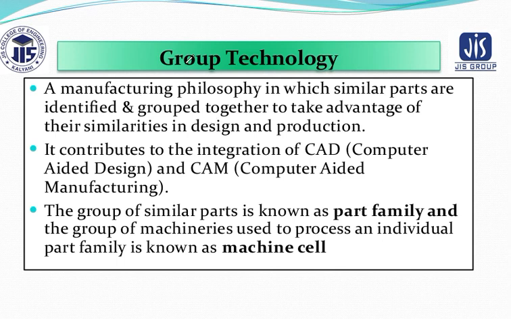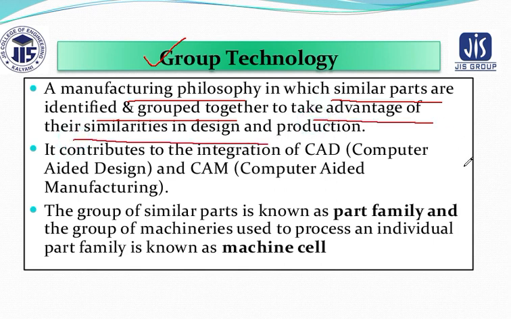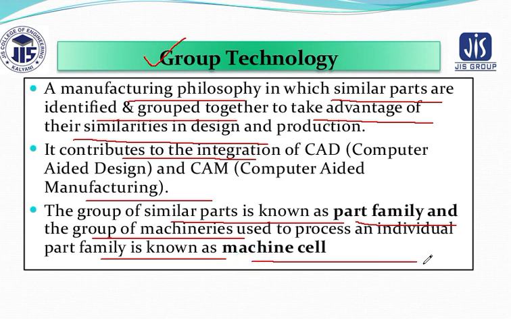Well, basically group technology, as I told, is a manufacturing philosophy in which similar parts are identified and grouped together to take advantage of their similarities in design and production. So it contributes to the integration of CAD, that is computer-aided design, and CAM, that is computer-aided manufacturing. The group of similar parts is also known as a part family, and the group of machineries used to process an individual part family is known as a machine cell.